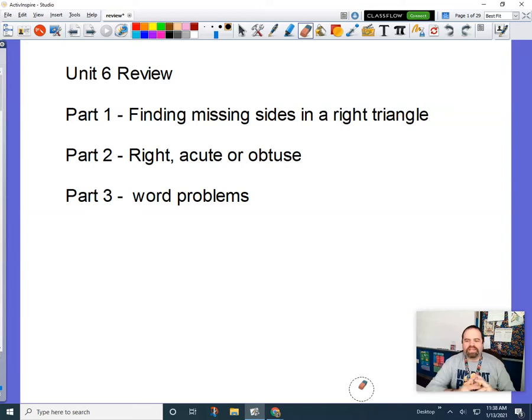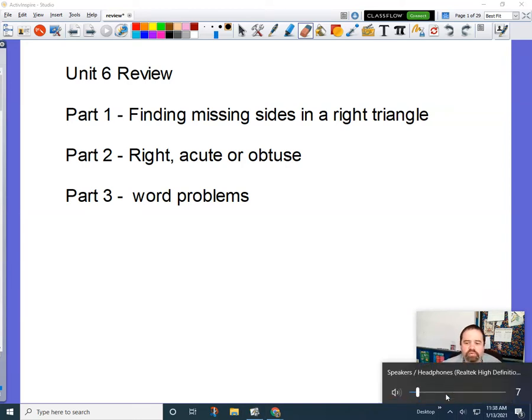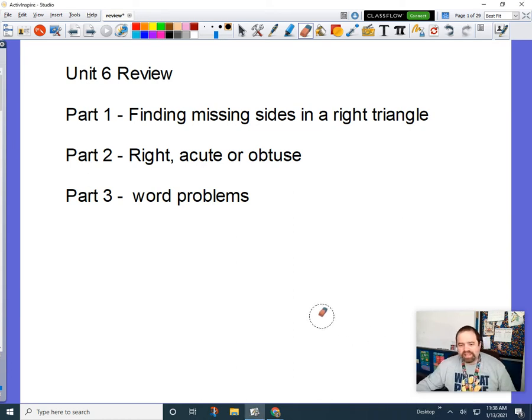All right, so we are done with Unit 6. That means that this EdPuzzle will be considered your review for the unit, and then your test is tomorrow. Test will be posted Friday morning. You've got Friday, Saturday, Sunday, Monday. Get this done by midnight on Monday.